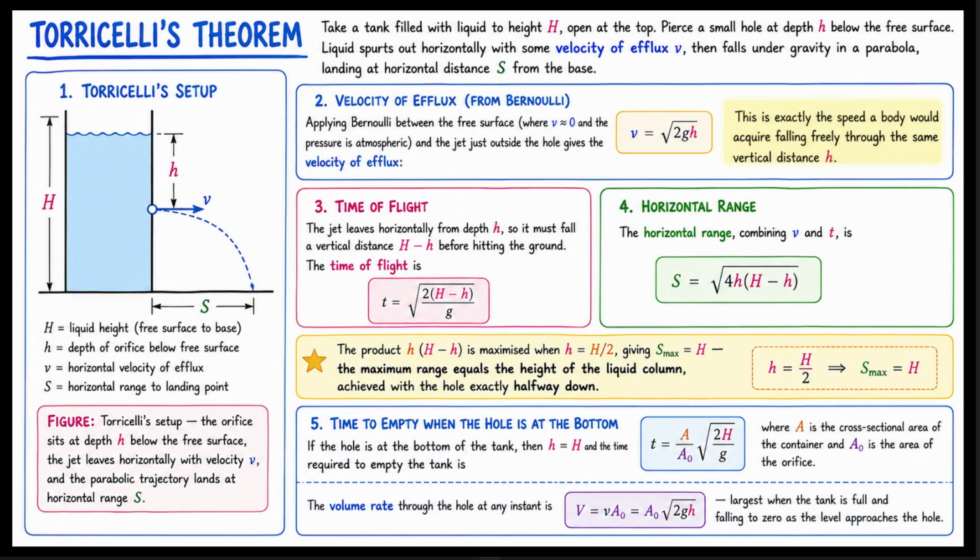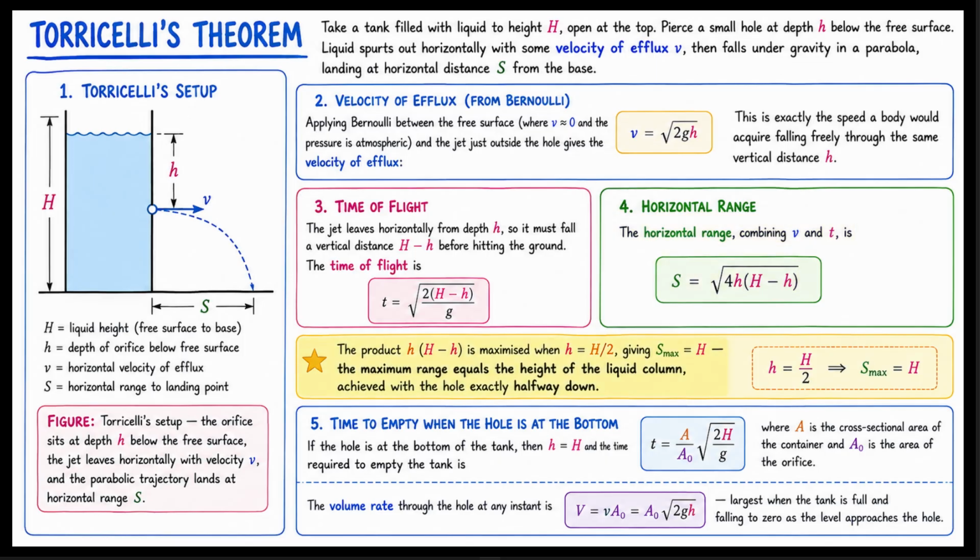Notice something elegant. That is exactly the speed a body would acquire falling freely through the same vertical distance h. The jet leaves horizontally from depth h, so it must fall a vertical distance H minus h before hitting the ground, and the time of flight is the square root of 2 times H minus h over g. Combining the speed and the time gives the horizontal range. S equals the square root of 4h times H minus h.